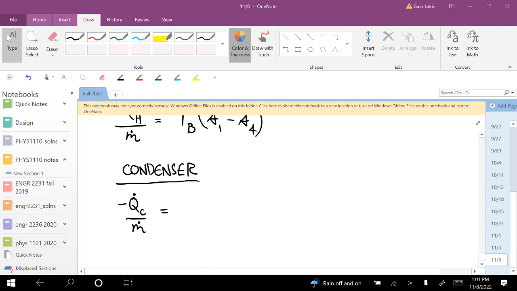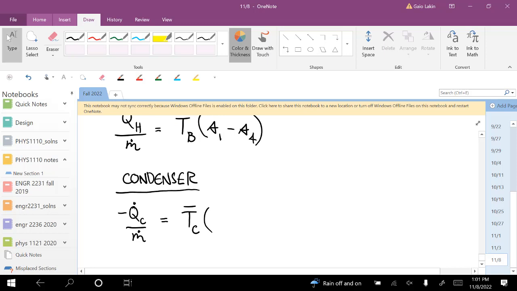And now do the same thing at the condenser. We have negative Q C dot over m dot is equal to the average temperature at the condenser times the quantity, what are the numbers of the states going in and out of the condenser? 2 in, 3 out. This is s3 minus s2.